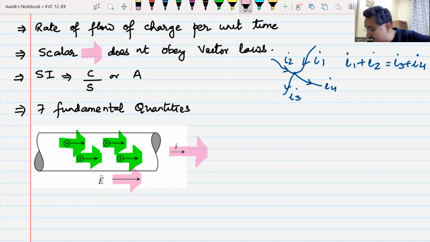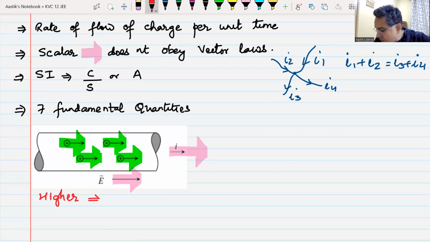That is the direction of current, and therefore it always flows from a point of higher potential to a point of lower potential. Do we remember this? Yes, sir. Current always flows from a point of higher potential to a point of lower potential.